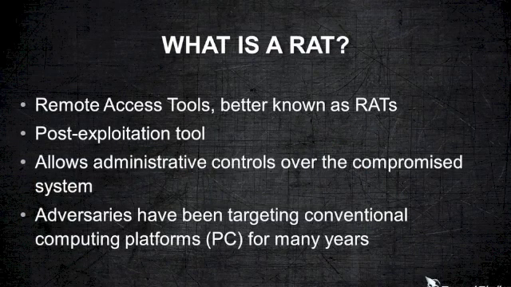So to start things off, what is a RAT? A RAT is just short for Remote Access Tool or Trojan. It's basically a post-exploitation tool in that you first gain access to a system, either by physical means, by an exploit, or by social engineering. And then once you gain the access, you want to maintain control over the system and therefore install a RAT. So it basically gives you persistence in the system. It allows you to exfiltrate data and carry out your attack further instead of just gaining access in the first place. And this has been done for normal desktop computers or PCs for many years.